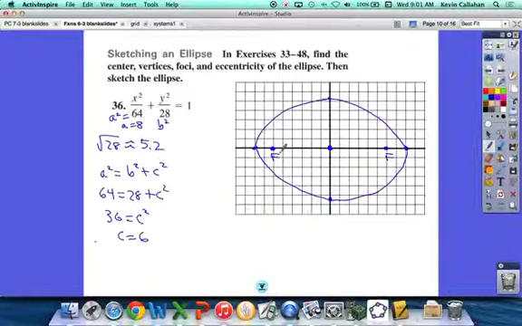If you're asked for all those things, you've sketched them on a graph, now you should label them. So this one is negative 8, 0. This one is negative 6, 0. This one is 0, 0. This one is 6, 0. This is 8, 0.